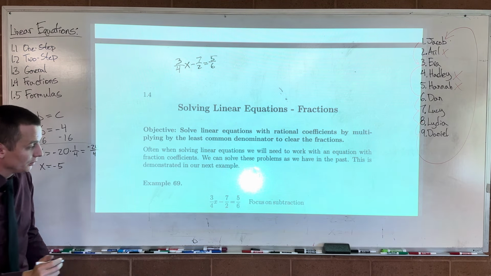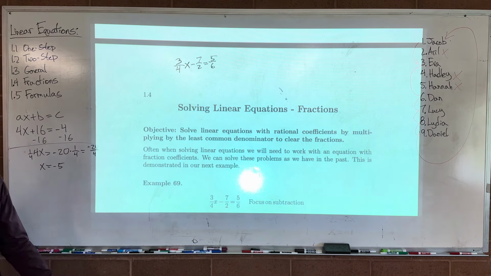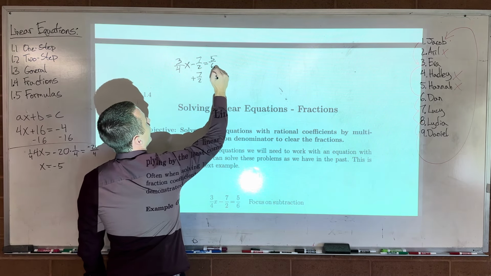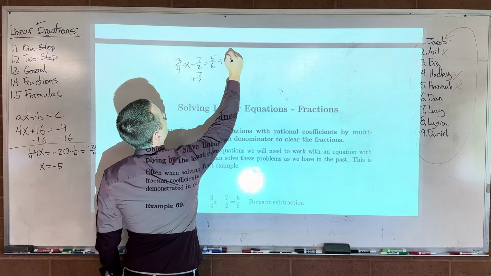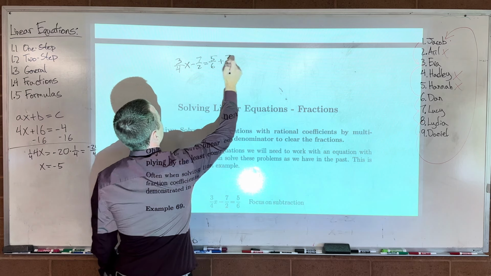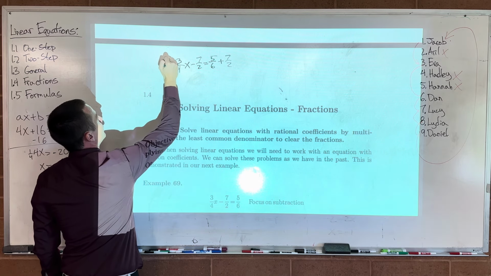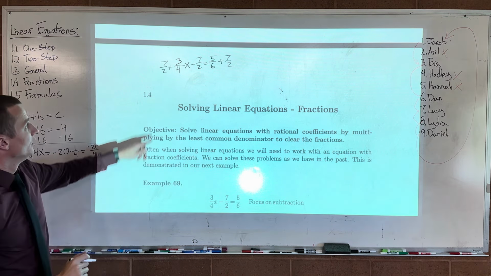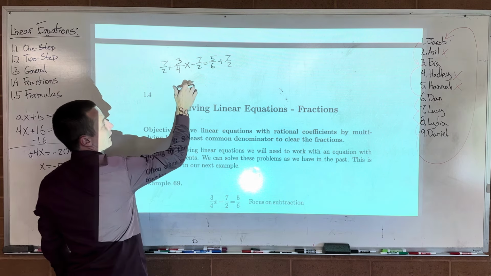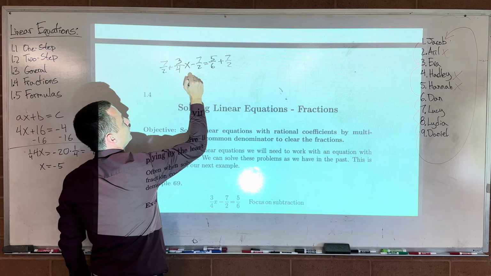What's the first thing I do? Add 7/2 to both sides. Same as before. So we add 7/2 and we add 7/2. Maybe I'll just write it. Add 7/2 and we're adding 7/2 over here. Okay. Now 7/2 and minus 7/2 leaves me 0. So on this side we're left with 3/4 x.